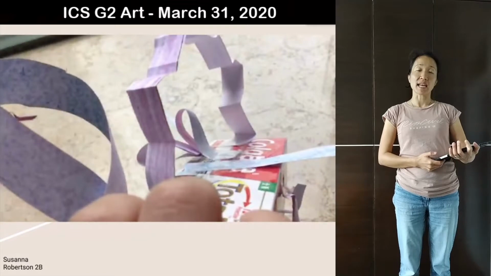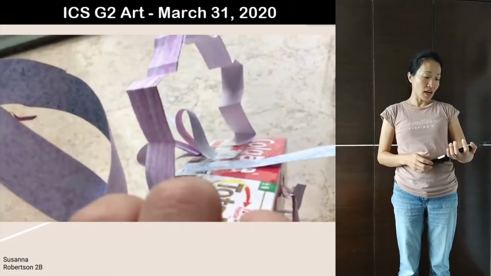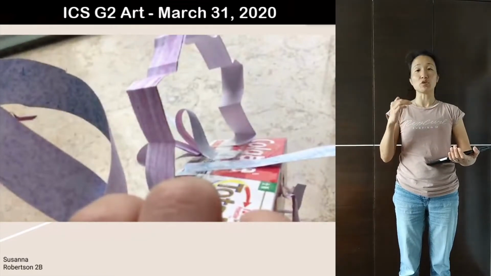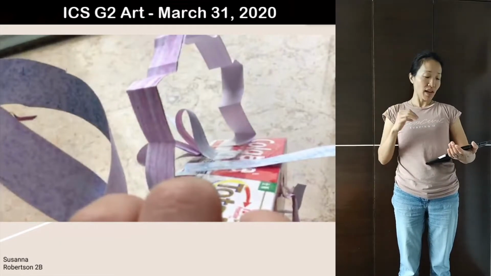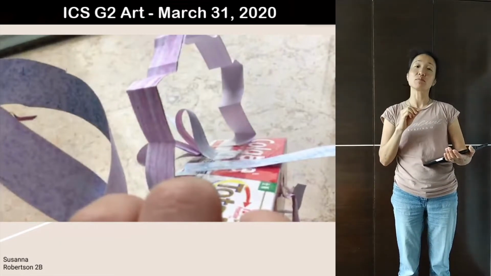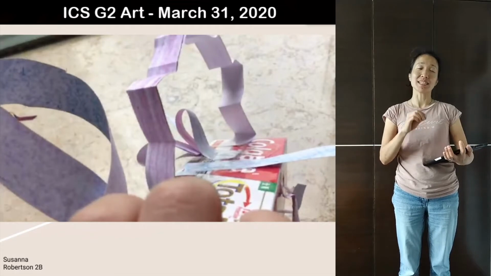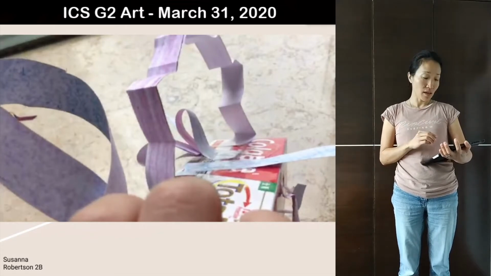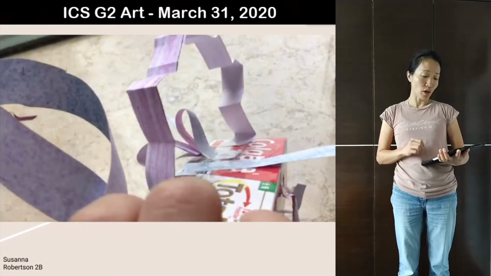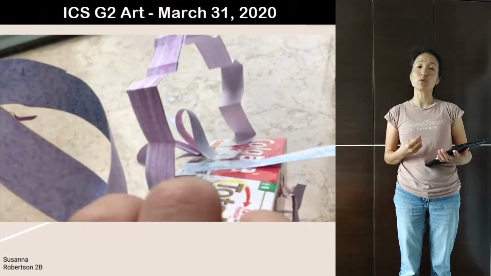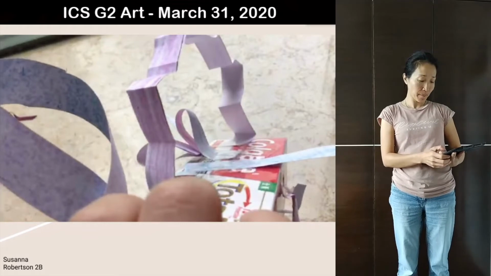Here we have Susanna's. Now Susanna's created a really interesting zigzag wave or zigzag curve. And within that there are some teardrops that she attached to the paper, the toothpaste box. Great job. We're going to be exploring some of those teardrops today.